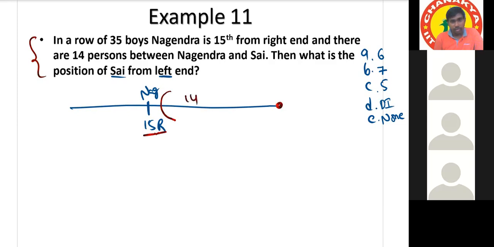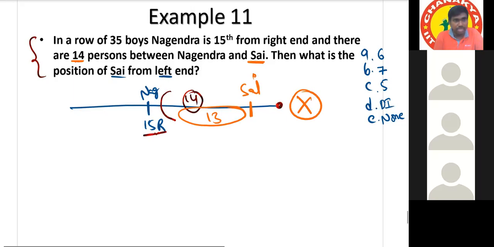There are 14 persons only. If you place another person, who is that other person? Sai on the right of Nagendra. Then how many persons will be there between them? Maximum 13 only. But he is asking to accommodate 14 persons between. It means this possibility will not exist. This possibility should not be there.